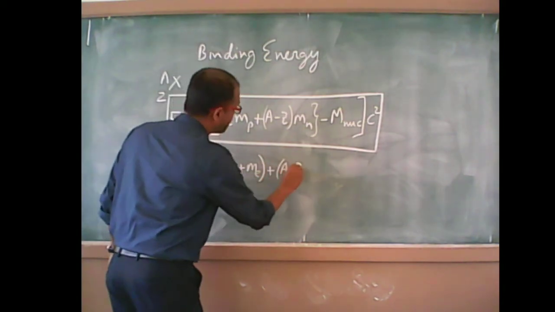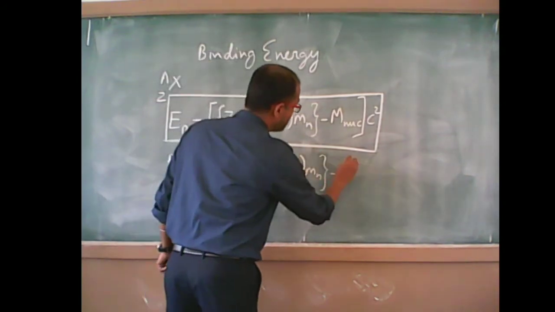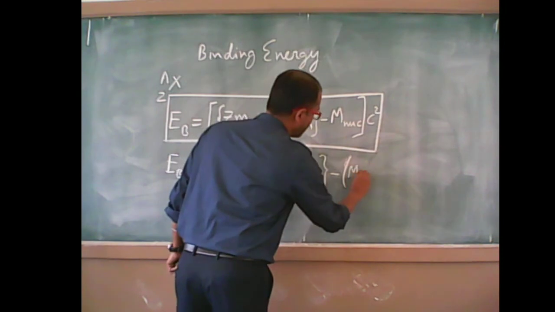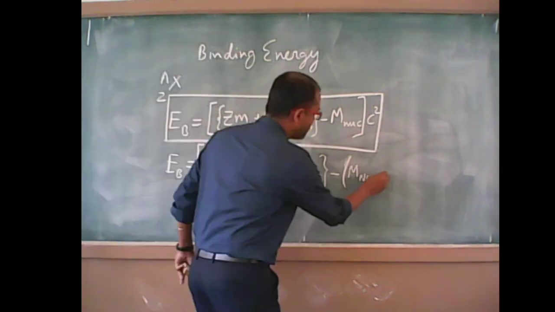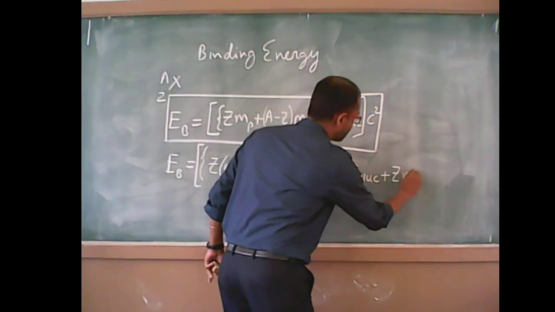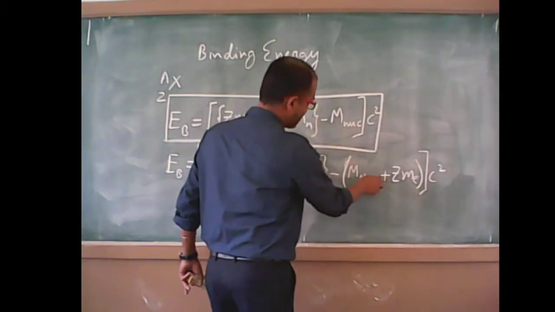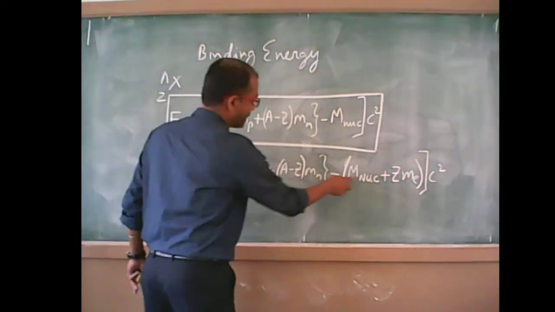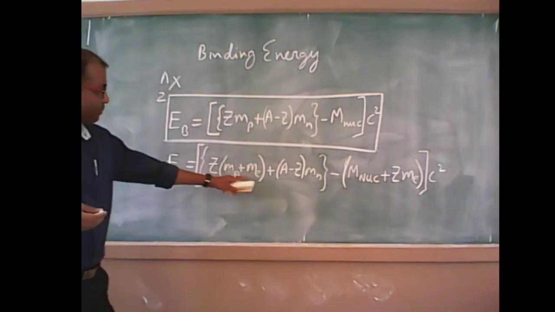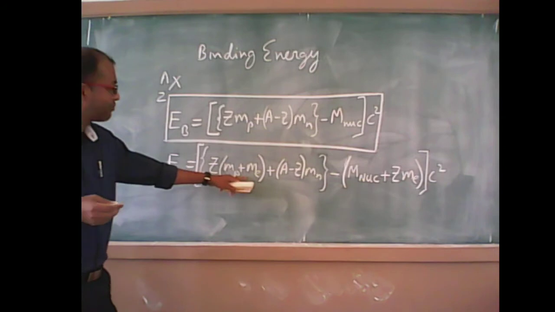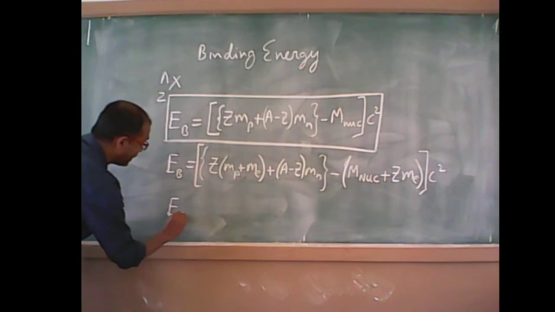So A minus Z Mn, then minus, we put the mass of the nucleus. As we have added Z times the mass of the electrons, we will subtract it Z times the mass of electrons here, into C square. So minus and plus makes it minus, and this is plus ZME, this is minus ZME, so they cancel out. So this is what: mass of a proton plus mass of an electron is nothing but the mass of a hydrogen atom.